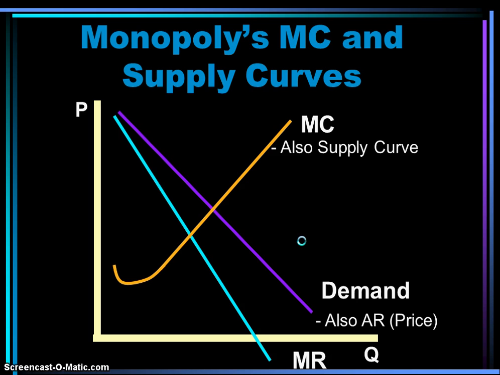Alright, so let's look at how all these curves go together on a hypothetical graph without numbers here. We have the demand, or DARP curve, and then we have marginal revenue falling twice as fast as demand. And we have the marginal cost curve here, which is also the firm's supply curve.